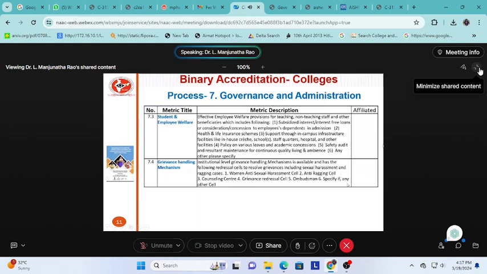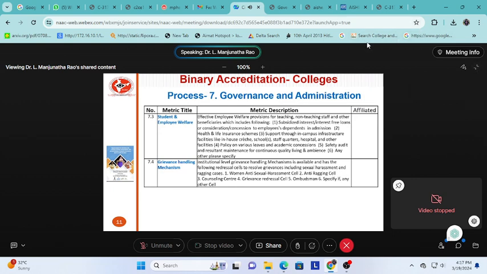Whether the grievance handling mechanism is in place, and whether all the cells are available in the institution and functional, like the women anti-sexual harassment cell, anti-ragging cell, counseling center, grievance redressal cell, ombudsman, and then specify if there is any other cell.